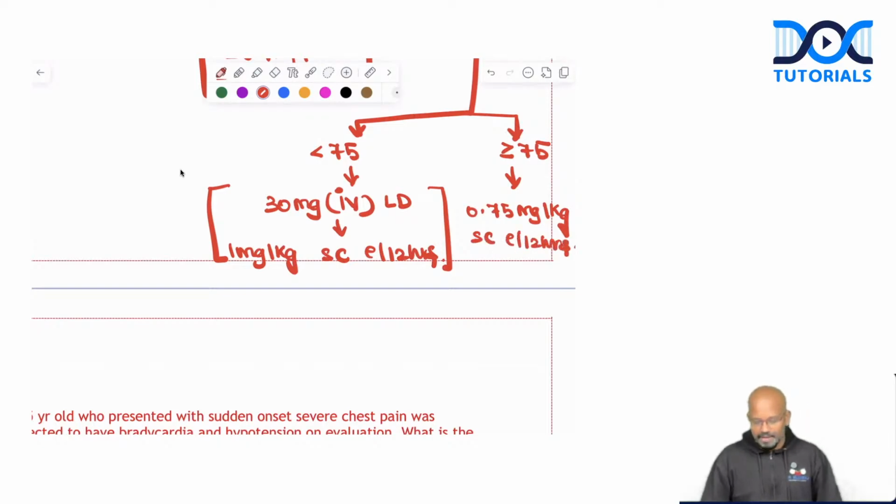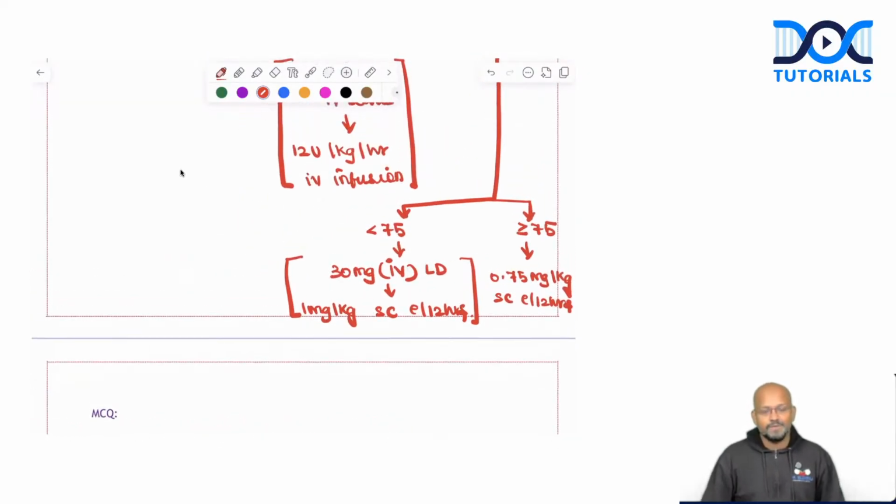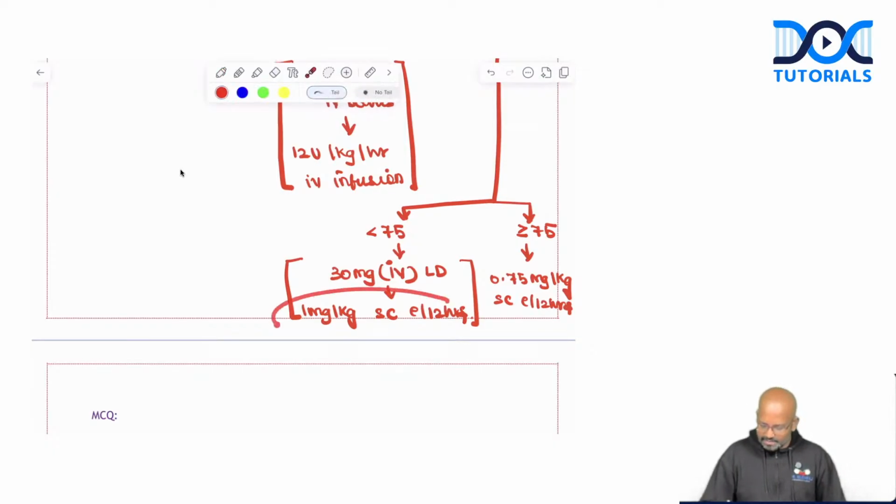Is that clear? Okay, sir, what if the patient is suffering from renal failure too? If the patient is suffering from renal failure, we cannot administer the usual doses of low molecular weight heparin. How do we remember it? Simple one. Here 1 milligram per kilogram subcutaneous is administered every 12 hours. Here we have to administer it every 24 hours. As simple as that.